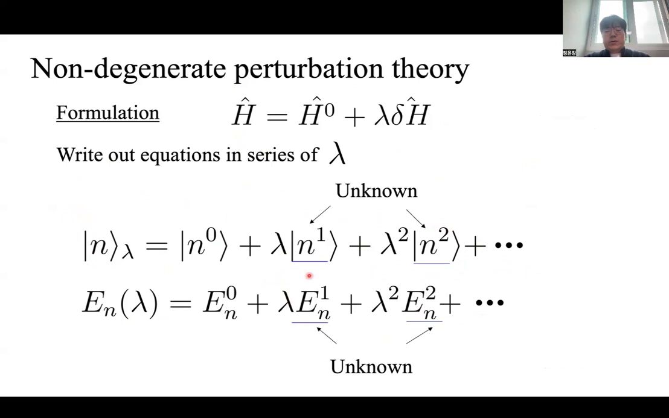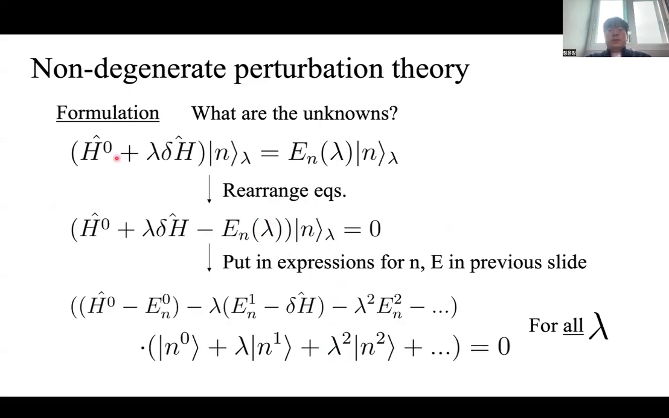So if we look at this equation, the unknowns that we have are here. Lambda is a tuning parameter. I'm determining the size of lambda, but these are the unknowns that I have. I don't know what n1 is. I don't know what n2 is. I don't know what En1 is. I don't know what En2 is. And in a way, these are what we're looking for. I'm curious about what my first order correction to the eigenstate is, and I'm curious what my first order correction to energy is, okay?